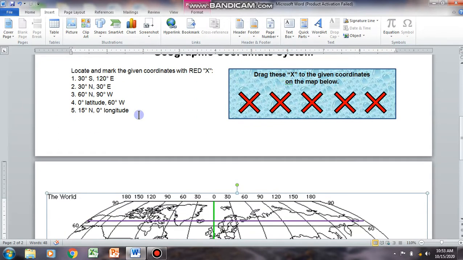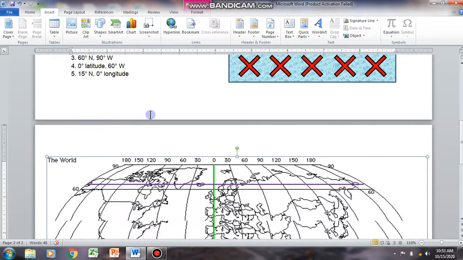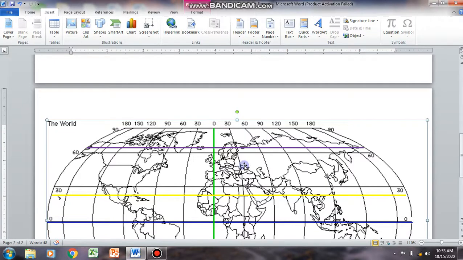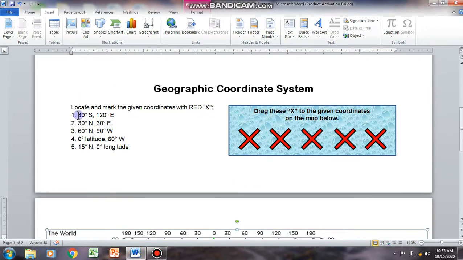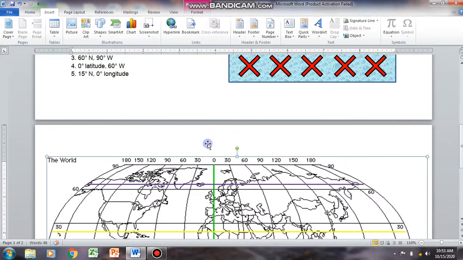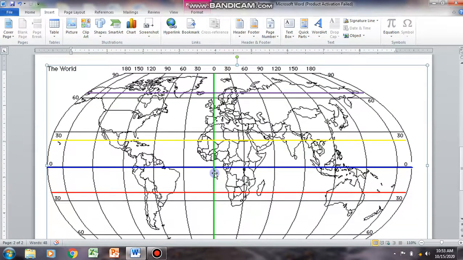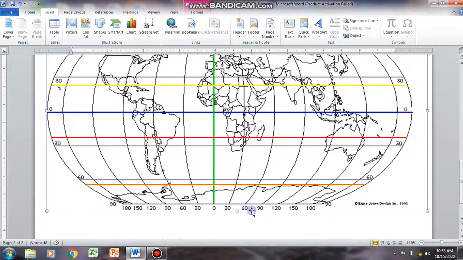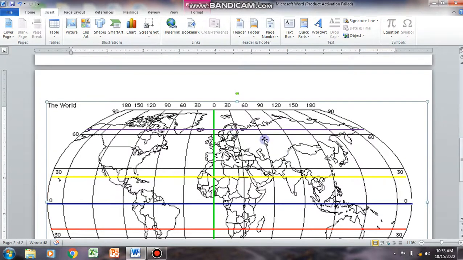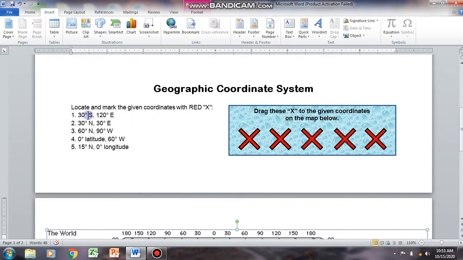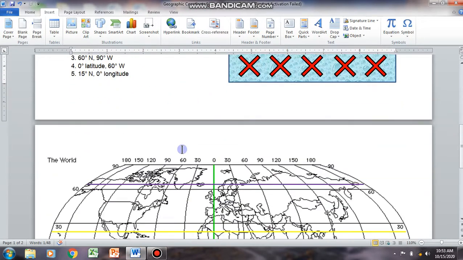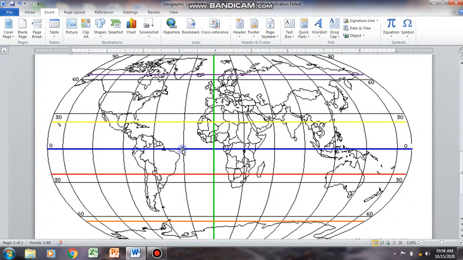Now, maraming estudyante ang namamali in locating coordinates dahil sila ay nalilito kung saang number sila titingin. So, for example, sa number 1, 30 degrees south. Maraming numbers dito na 30. Meron dito 1, 2, 3, 4, 5, 6, 7, 8. 8 30. So, saan ka titingin? Now, mayroon ditong direction. S stands for south. Ngayon, saan ka ng number titingin kung south yung hahanapin mo?